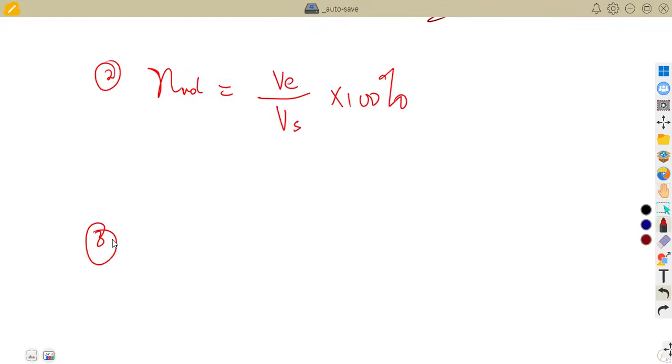Then you also need to calculate the isothermal efficiency. So the isothermal efficiency is given as the isothermal work done, which we can take from the isothermal work done.